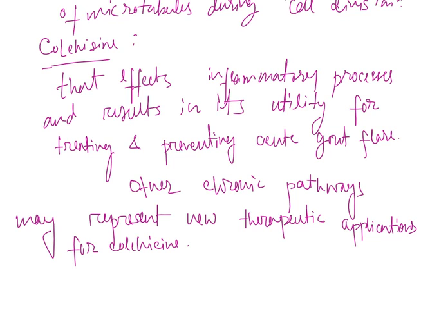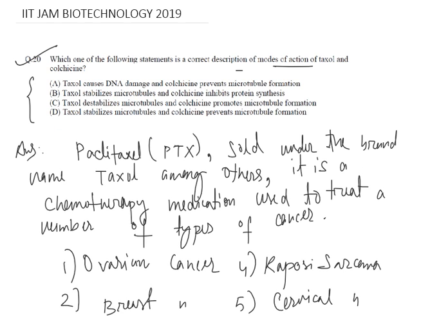Okay, therefore the right answer for this question is option D, that Taxol stabilizes microtubules and colchicine prevents microtubule formation. Okay.